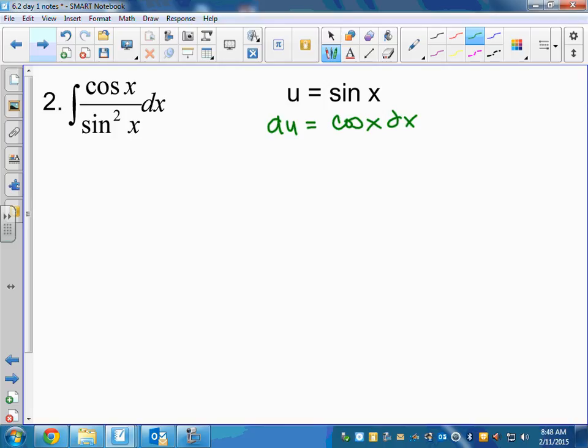But this one I think matches up really well because this is this right here, right? So substitution, could I just replace all of this right here with du? Do you agree with that? What I circled here? Because du equals cosine x dx. True? And if u equals sine of x, what would this become on the bottom? U squared. Yes.